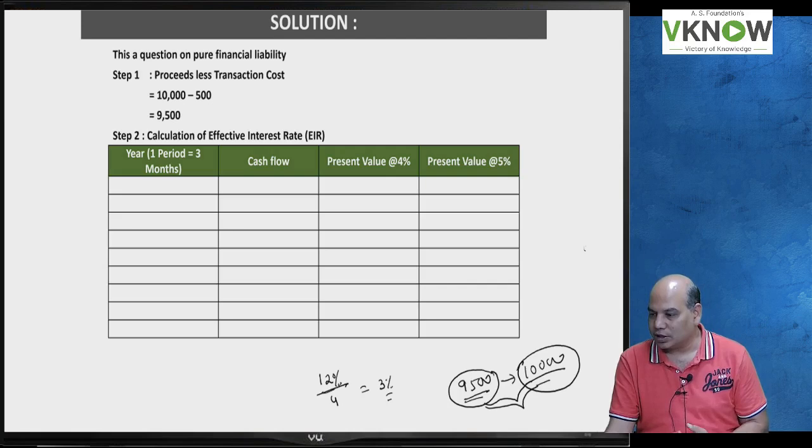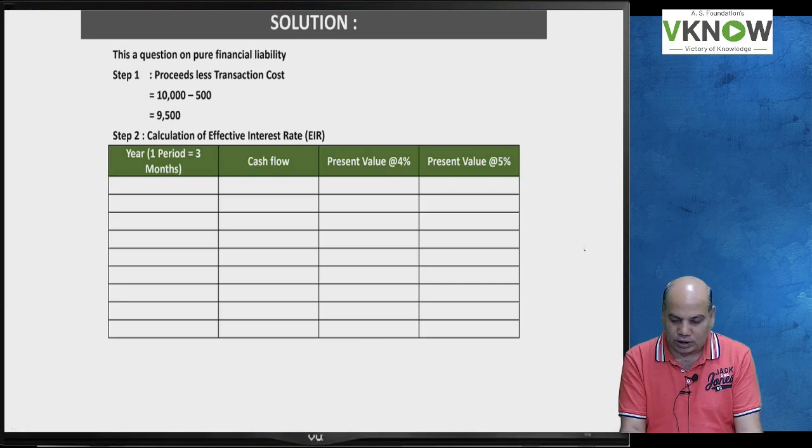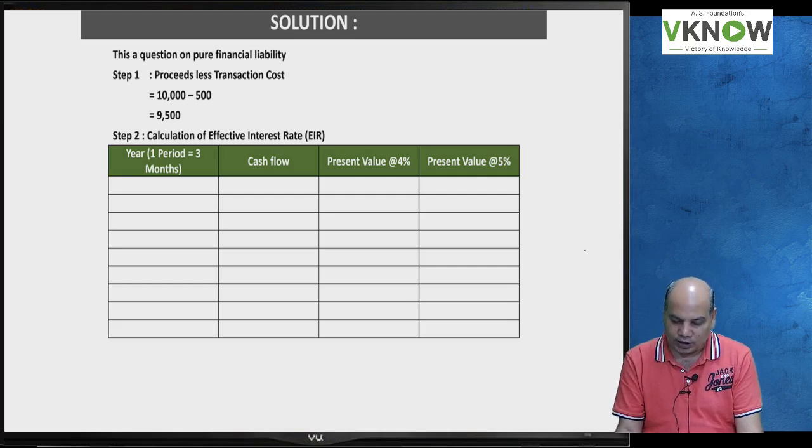So what I did, I started with 4. And in case you get a positive answer, you can make the next rate as 5. That is how roughly you will be able to estimate. If you have received less than face value, your effective cost is going to be more, right? So knowledge of financial management is very important in this chapter. Start solving. You can do it yourself.